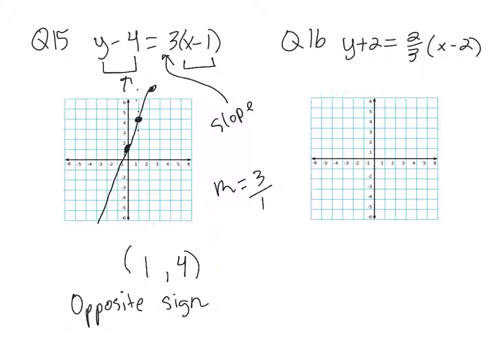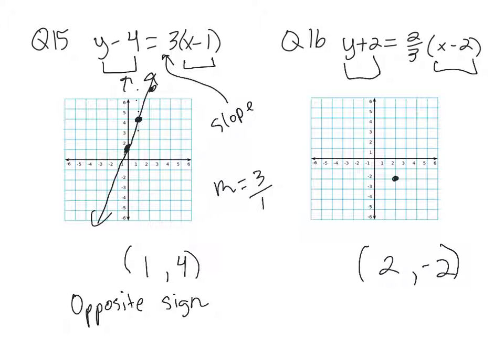Once I have 2 points, I can connect my dots. Question 16, again, we're going to find that ordered pair. The x value is with x, so it's 2. The y coordinate is with y, and it's negative 2. Remember, we have to go with the opposite sign we see. So I'm going to plot 2, negative 2. That's to the right 2 and down 2.